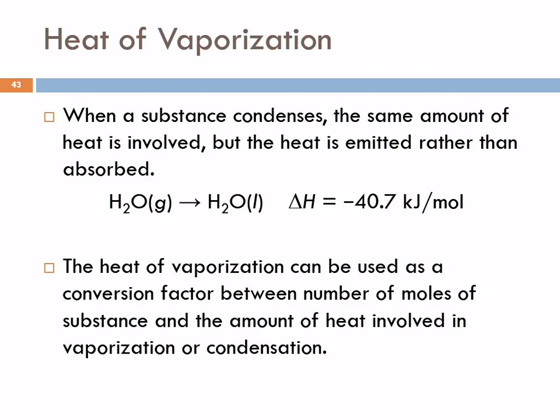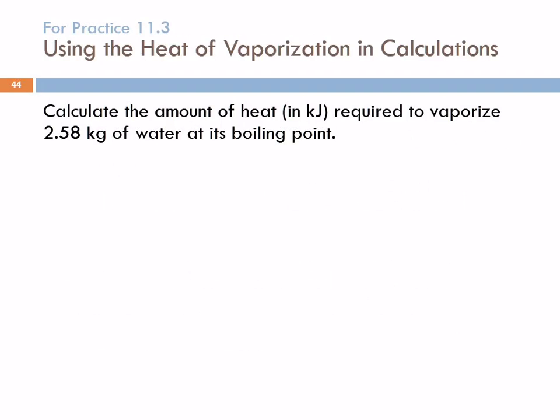When a substance condenses, it's the reverse process. Same amount of heat is involved, but now it's a negative number because heat is released instead of being absorbed. And this is a useful conversion factor to relate number of moles of substance and amount of heat involved in either vaporization or condensation. The number is the same, the sign is different depending on whether you're vaporizing or condensing.